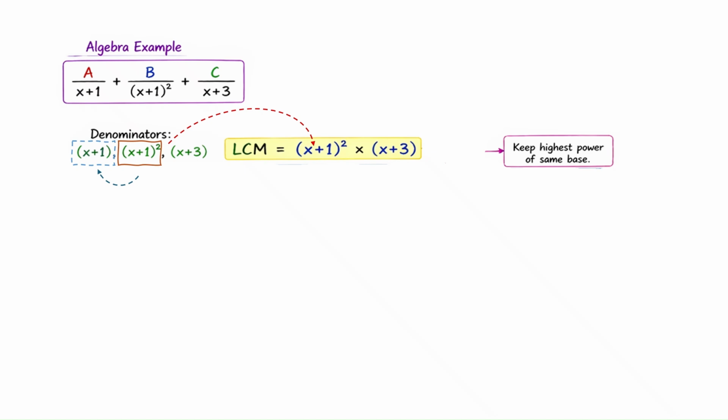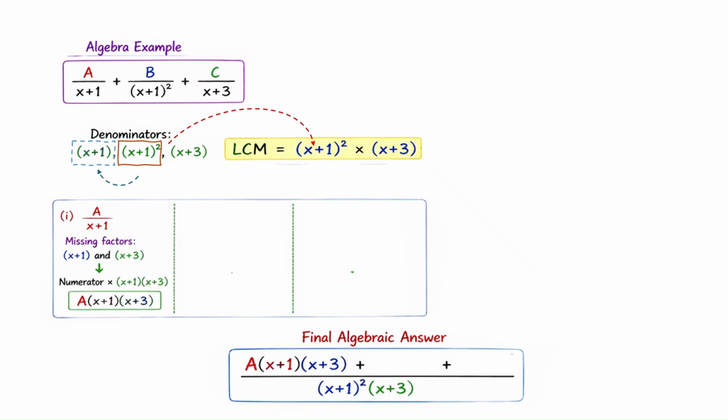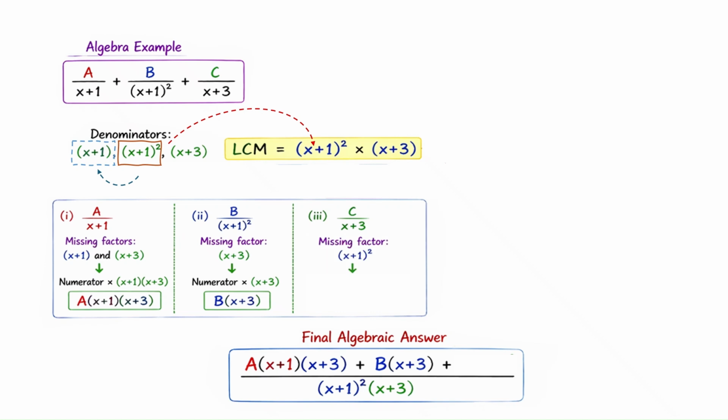Now compare each denominator with the LCM. For a divided by x plus 1, one more x plus 1 and one x plus 3 are missing. So numerator becomes a into x plus 1 into x plus 3. For b divided by x plus 1 whole square, only x plus 3 is missing. So numerator becomes b into x plus 3. For c divided by x plus 3, x plus 1 whole square is missing. So numerator becomes c into x plus 1 whole square.